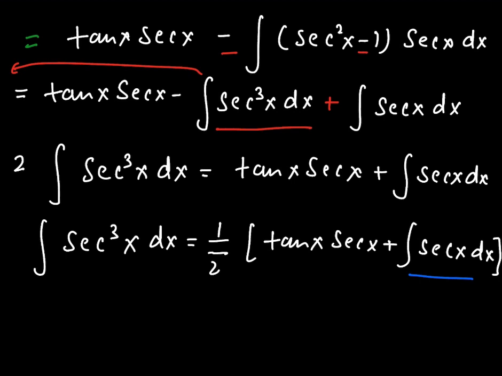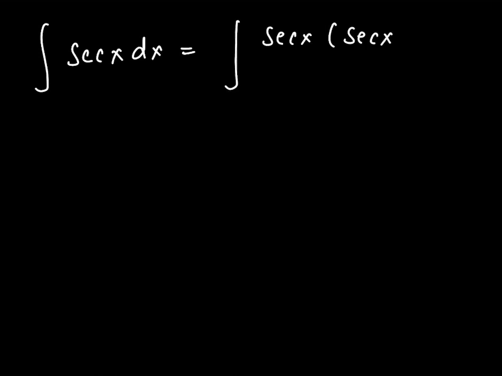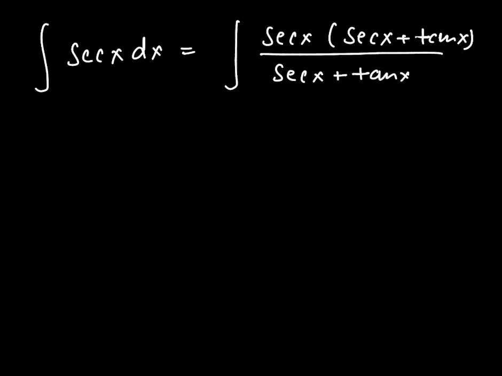So we're going to solve this separately. So we have the expression as secant of x dx. Now here we would multiply secant of x in both numerator and denominator by secant of x plus tangent of x. So we would have secant of x multiplied by secant of x plus tangent of x and divided by secant of x plus tangent of x dx.